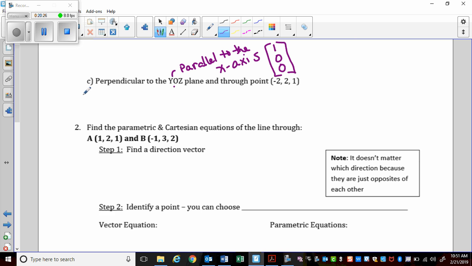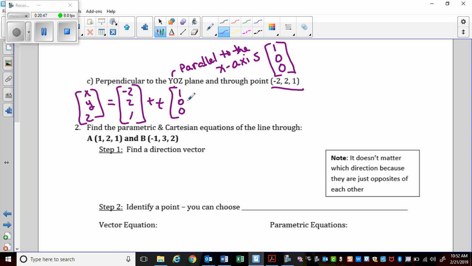Okay, now let's just make it into a line. We have a vector x, y, z is equal to our point, which is right here, -2, and then 2, and then 1, plus t times the 1, 0, 0. So whenever we have something like perpendicular to the YOZ plane, it's going to be parallel to the other axis that we don't have. And then that one is going to have the 1. The other ones are going to be zeros.